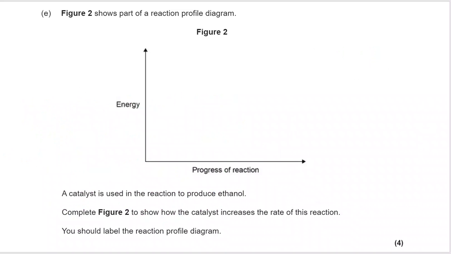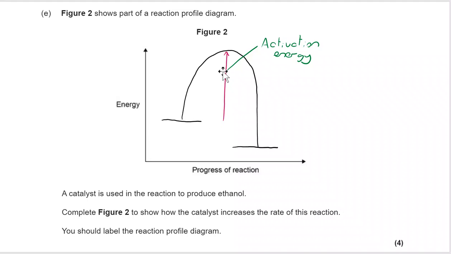Moving on to part E, we have got a catalyst being used in the reaction to produce ethanol. Complete figure 2 to show how the catalyst increases the rate of this reaction. So there's quite a lot to draw on here. You need to draw your first energy or reaction profile diagram. This is reactants, this is products, and we have got the activation energy, the energy you need to put in for the reaction to go ahead.